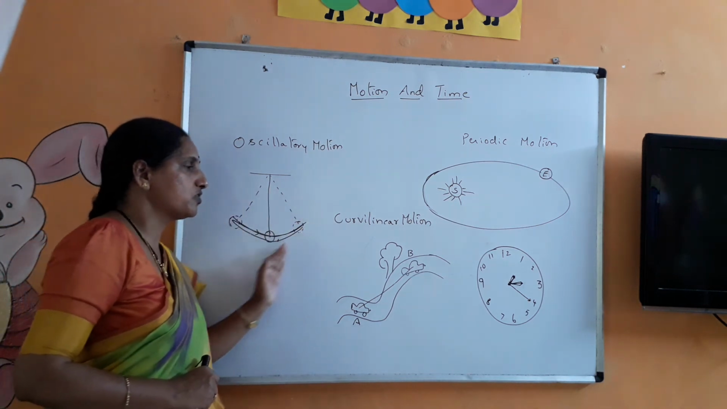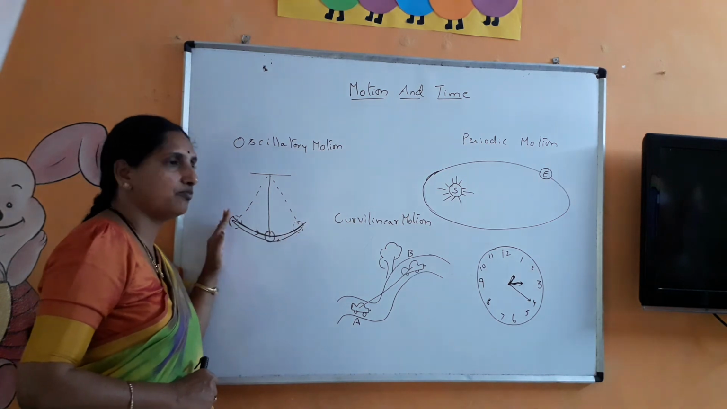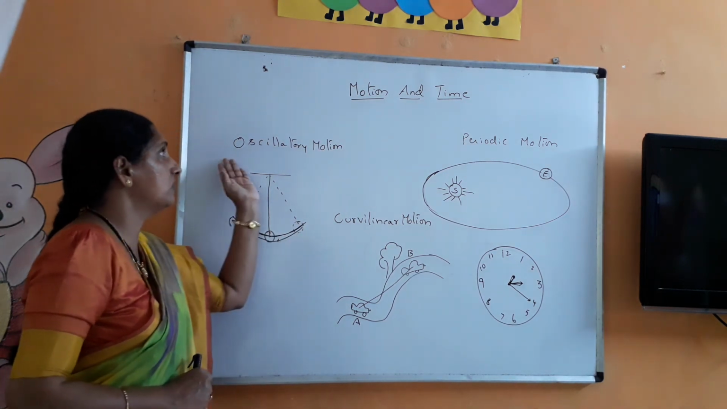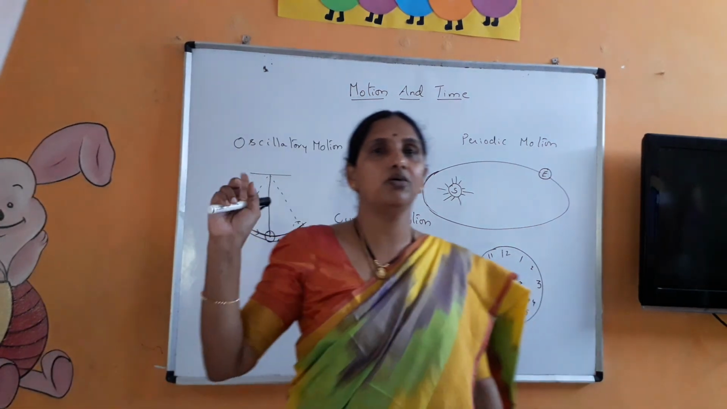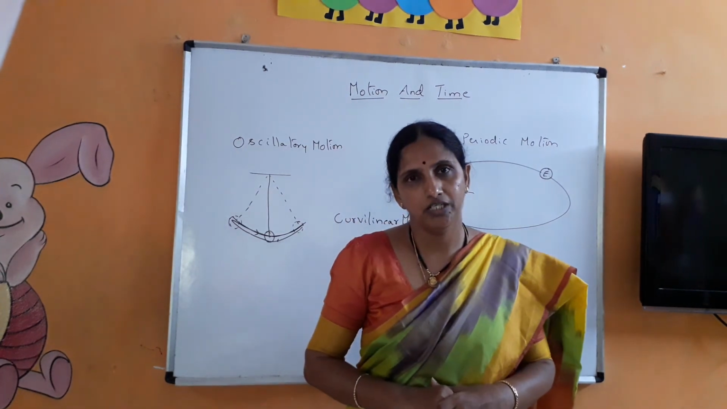Now this is also periodic, but it is also changing its direction. It is having a special kind of motion, that is to and fro motion. That is called oscillatory motion. Thus we can conclude that every oscillating body also has periodic motion.